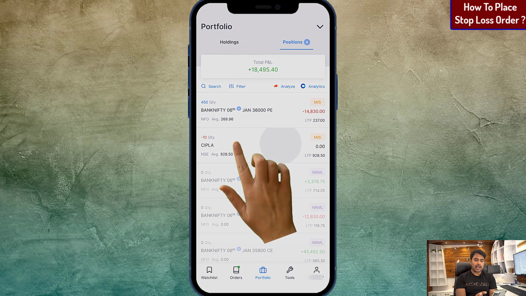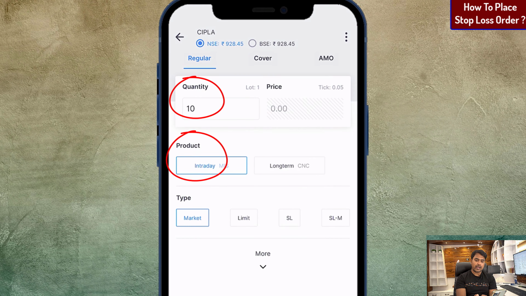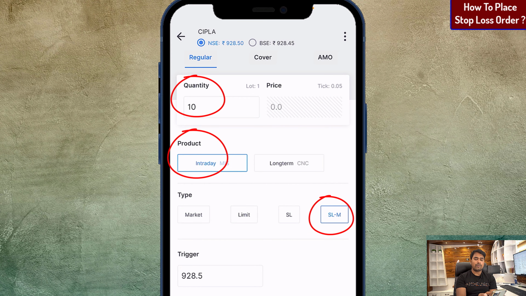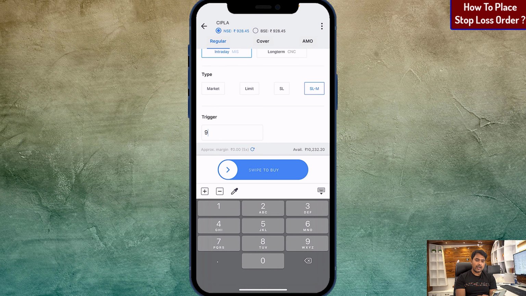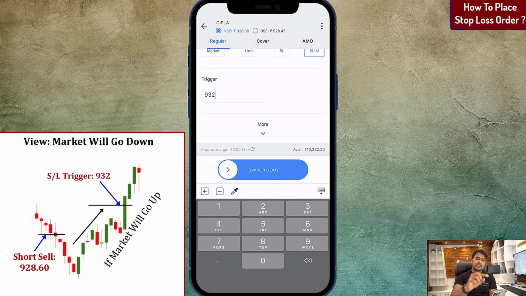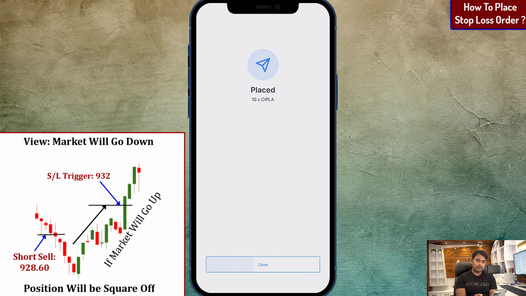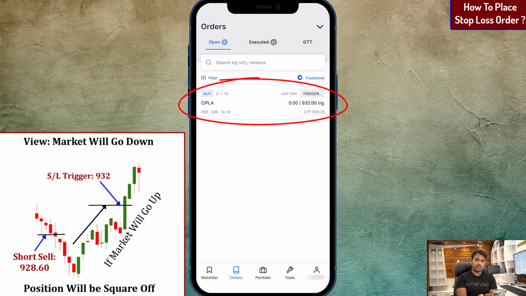How can I do that? Just tap the position Cipla and click on the exit button, quantity 10 intraday, and by selecting SLM we don't have to mention the price over here, just mention the trigger price 932. If the share price of Cipla goes up and touches this level 932, our positions will be squared off. We can limit our losses by placing a stop loss order. Just I place the stop loss and you can see this order on the order book, Cipla 932.